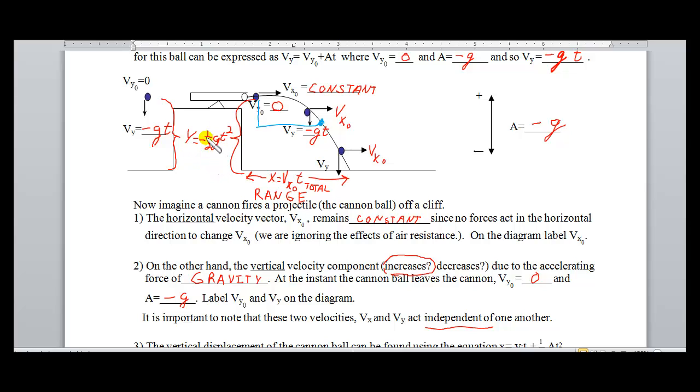And notice that that is the same as the vertical displacement for our object that we released from rest. They both have the same equation. Why? Because both of them started off with an initial velocity, Vy sub 0, of 0. Both are experiencing the gravitational force acting downwards and the acceleration g. So push that pause button and write this right on your diagram.